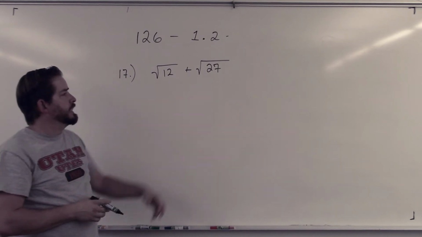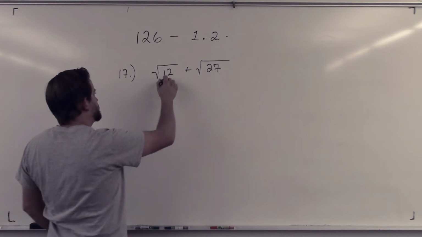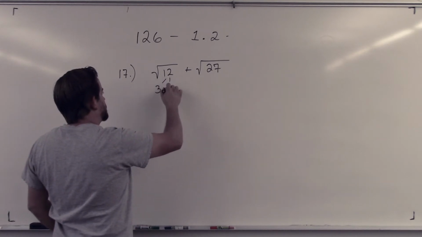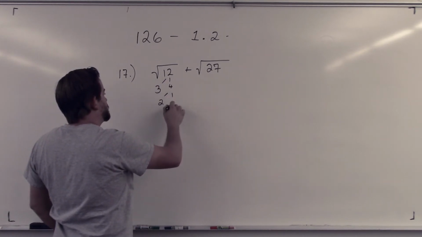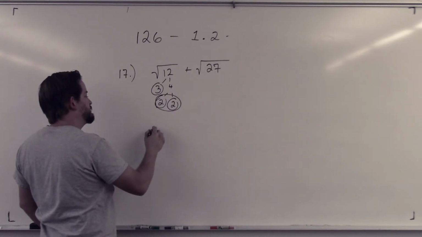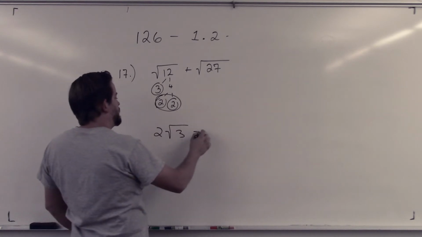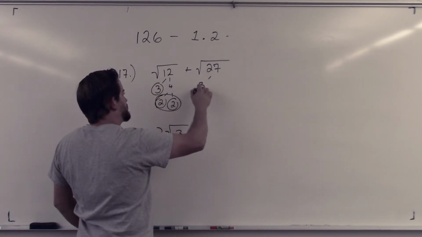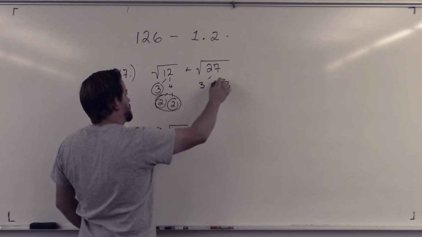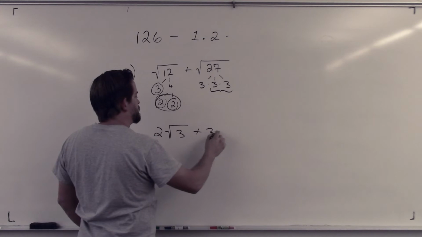And these are not the same right now, but 12 is 3 times 4, and 4 is 2 times 2. I have a pair of 2's here that I can pull out, so this becomes 2. The 3 has to stay under the square root. And then 27 happens to be 3 times 3 times 3. We've seen that. So I can pull out a pair of 3's, but I have to leave a 3 behind.